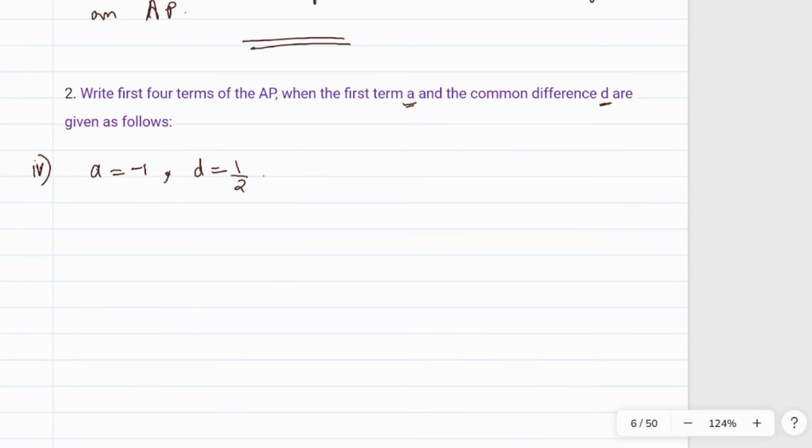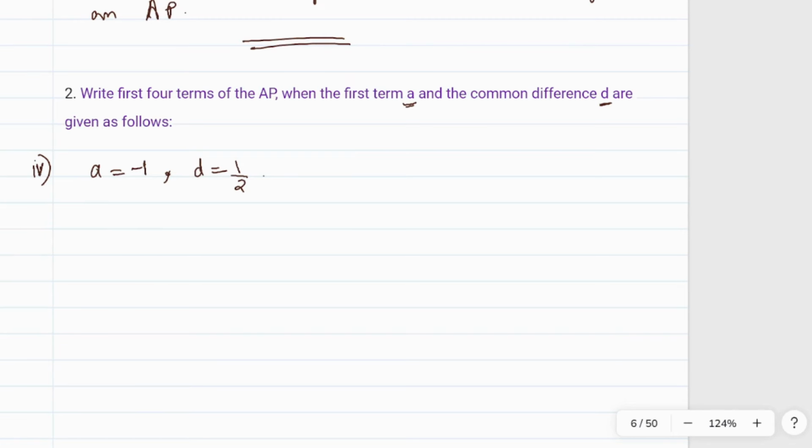Clear? Now let's do question number 2. From question number 2, we will do the fourth one. Write the first 4 terms of an AP when the first term A and the common difference D are given as follows. Here A is given as minus 1 and D is given as 1 by 2.